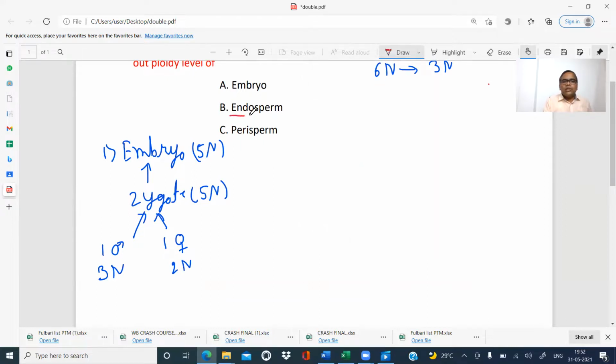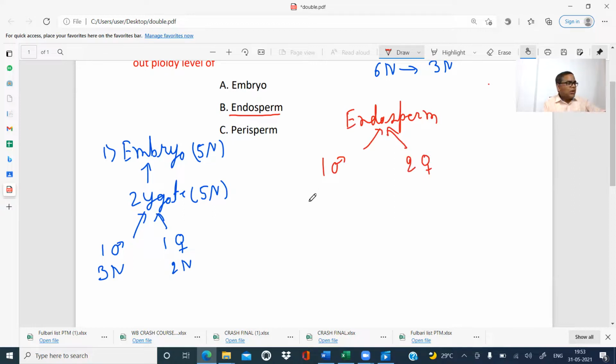Now the second question is related to endosperm. So now we should come to the endosperm. How is this endosperm formed? We just studied it is through triple fusion. So for this endosperm, how many male cells are involved? One male gamete is involved. How many female cells are involved? Two polar nuclei, and polar nuclei are part of the embryo sac, meaning female cell.